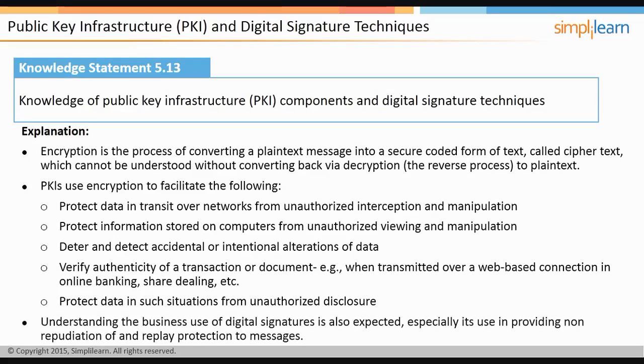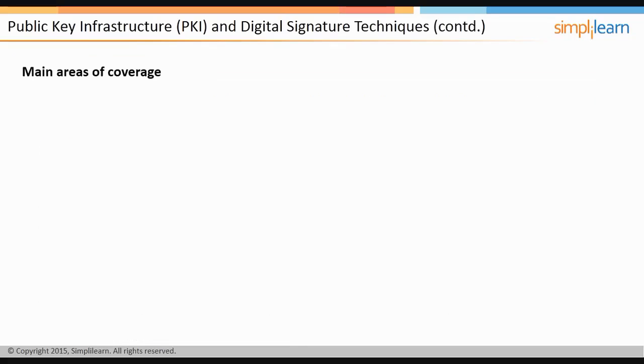Understanding the business use of digital signatures is also expected, especially its use in providing non-repudiation and replay protection to messages. Main areas covered here are encryption and public key infrastructure, PKI. In the next few screens, we will discuss public key infrastructure, PKI.